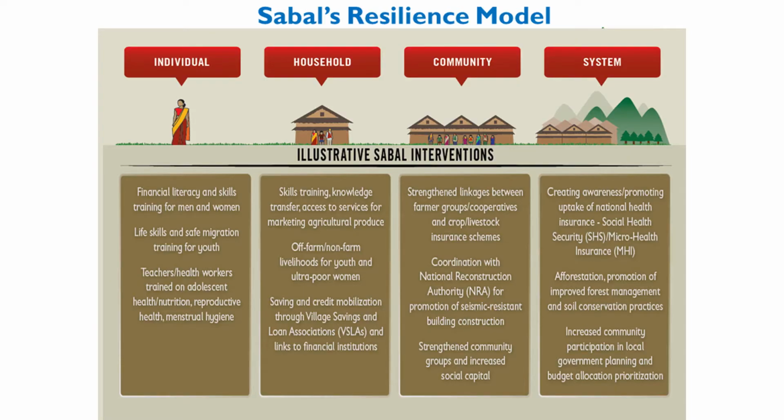So this is the Sabal resilience model. We have this integrated multi-level approach, which we expected to strengthen the capacities of households, individuals, community, and systems at the different levels. And each and every activity in Sabal was designed in such a way that these activities contribute to at least one of these capacities at different levels.